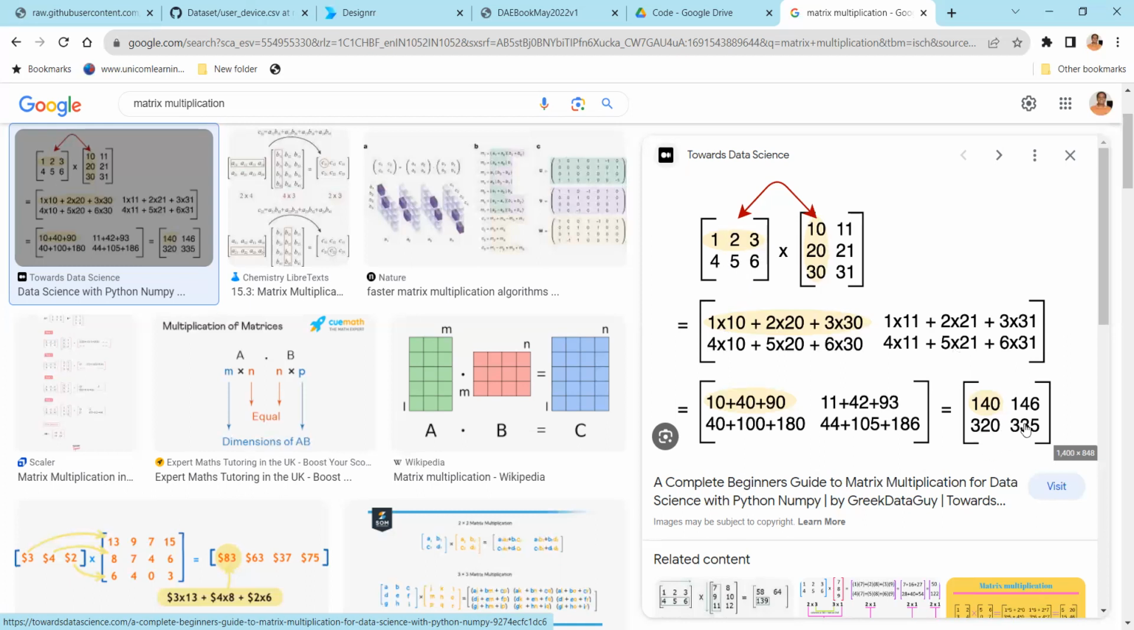This is second row, second column. So the second row of the first matrix into the product sum of the second column of the second matrix. So it is 4 into 11, 5 into 21, 6 into 31, which is 335. So this is how matrix multiplication is done. Okay, so that's what I told you. Here, the columns of A should be the same as the rows of B. Okay, so let's go back to our program.